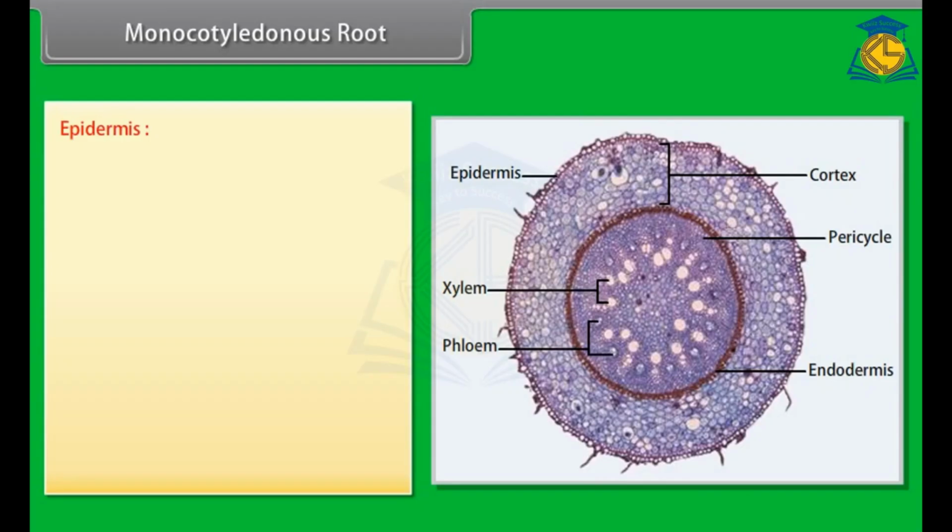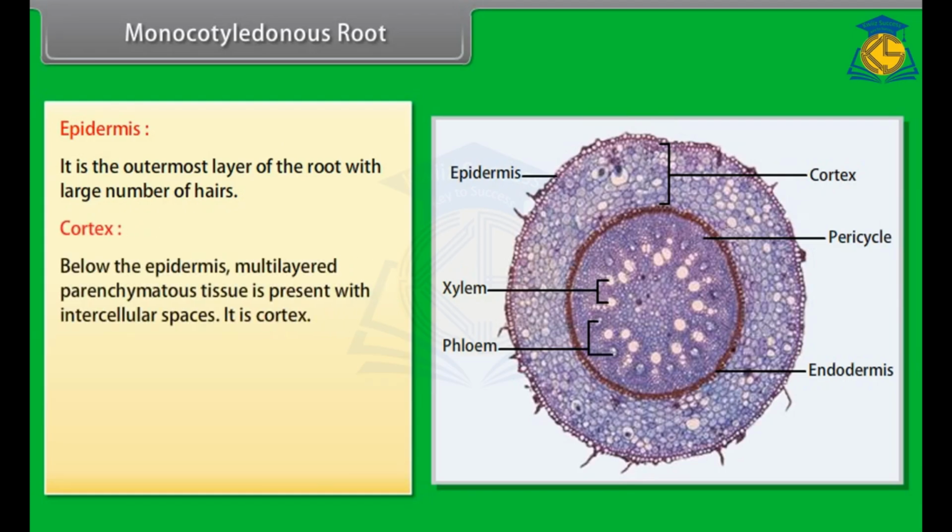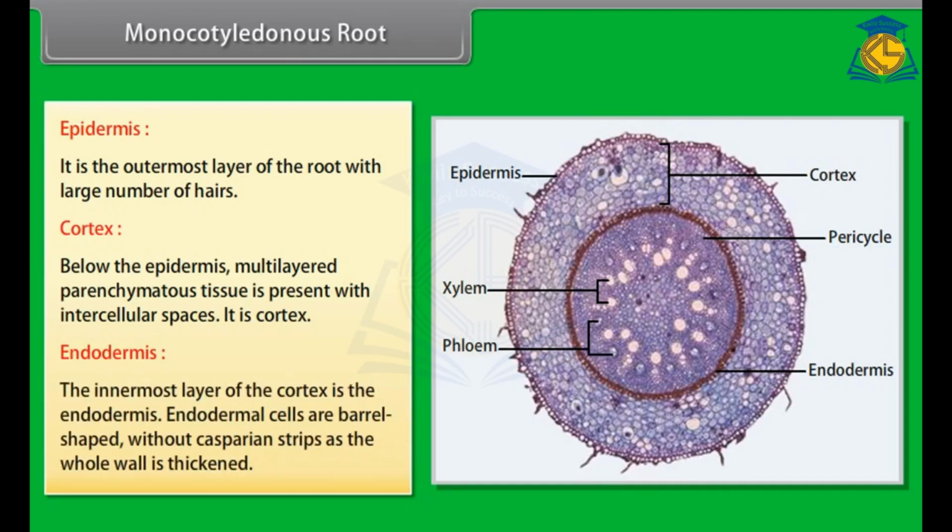Epidermis. It is the outermost layer of the root with a large number of hairs. Cortex. Below the epidermis, multi-layered parenchymatous tissue is present with intercellular spaces. This is the cortex. Endodermis. The innermost layer of the cortex is the endodermis. Endodermal cells are barrel-shaped, without Casparian strips as the whole wall is thickened.